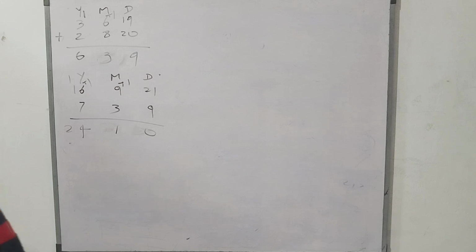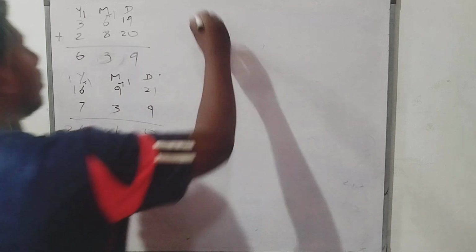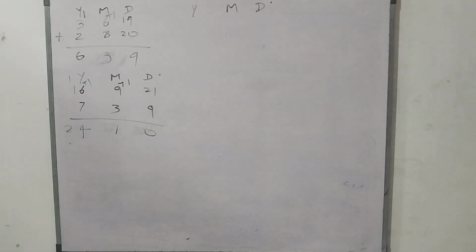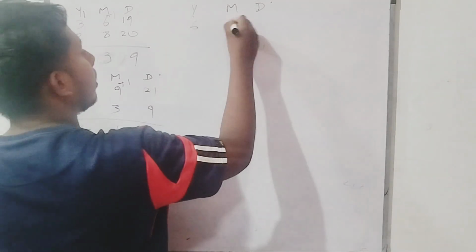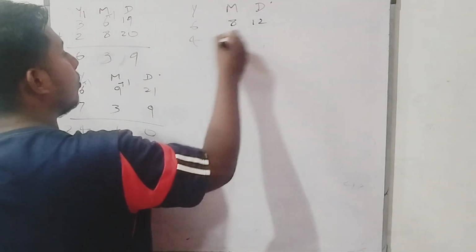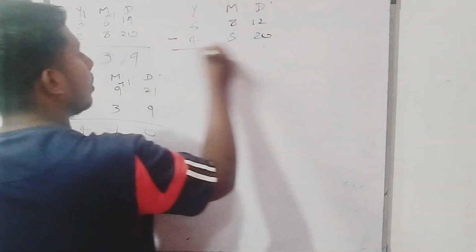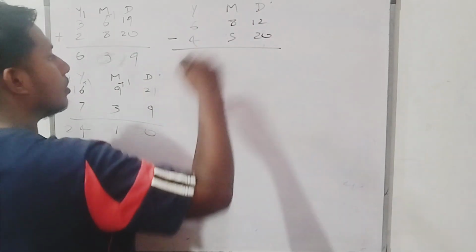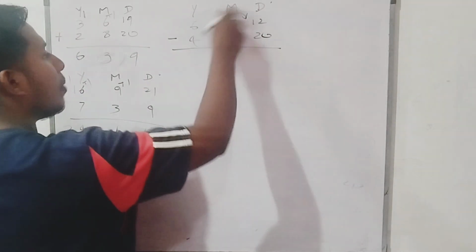Question number B, Roman number 1, is a subtraction. Years, months, days. 6 8 12. 4 5 20. You subtract. When you are subtracting, students, now see, you can see clearly you can't subtract, right? So you are going to borrow from months the days.